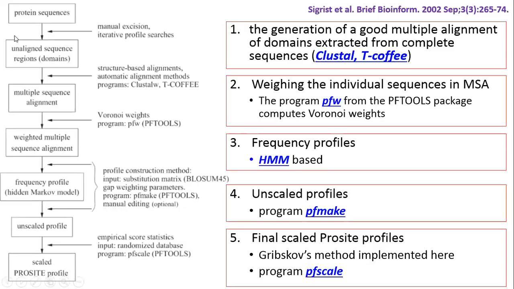Okay, so you usually might begin with the protein sequences. The first job would be to make sure how many sequence-based domains are there. You can manually excise those domains from the given sequences, and then you would iteratively perform the searches. In this way you might end up having unaligned sequence regions, what we now call domains.